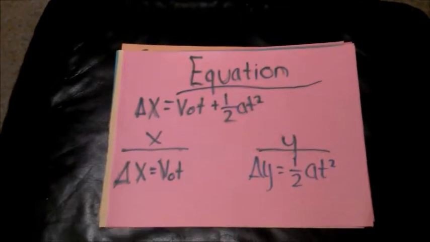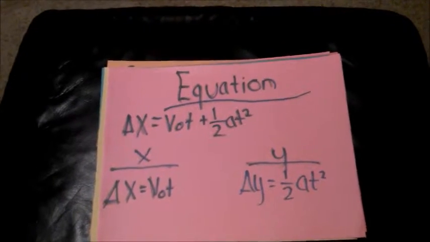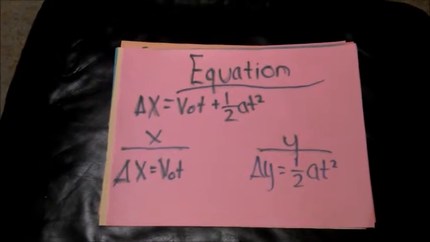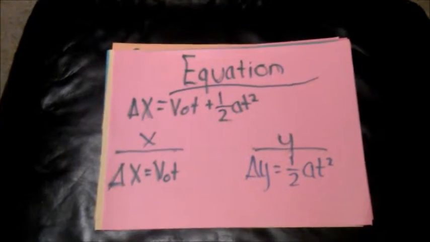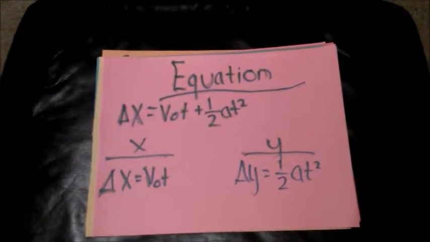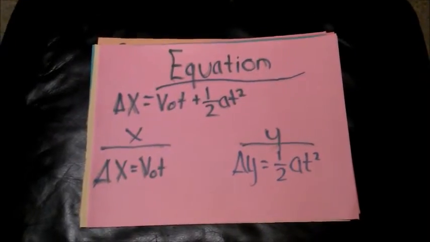And the equation explaining that is delta x equals v naught t plus 1/2 at squared, which is broken into x and y components. Since there's no acceleration in the x, it is delta x equals v naught t, and since there's no initial velocity in the y, delta y equals 1/2 at squared.